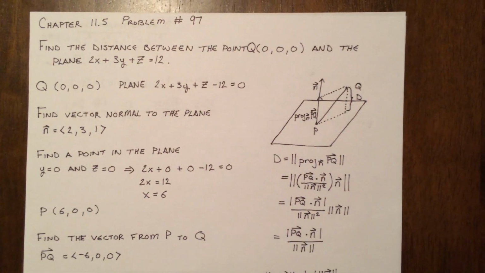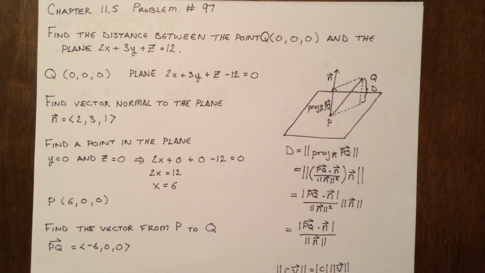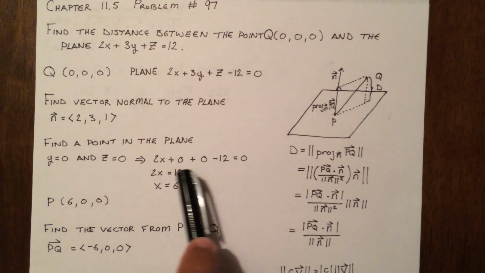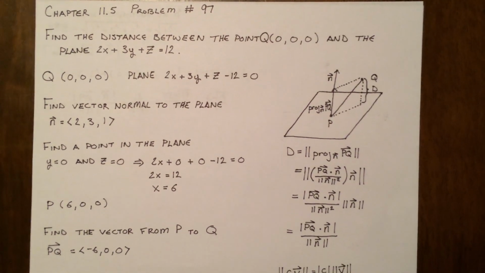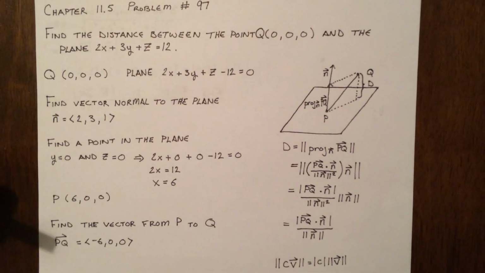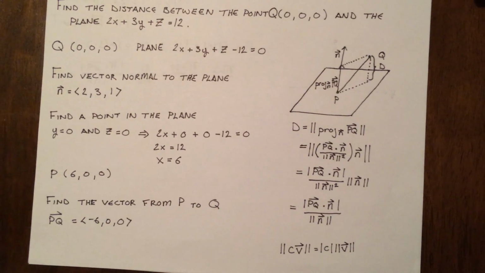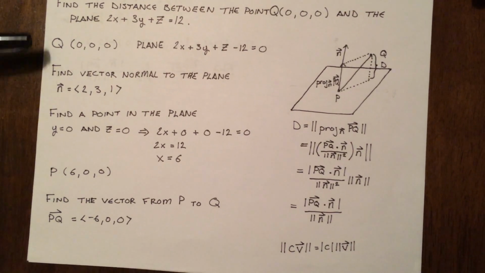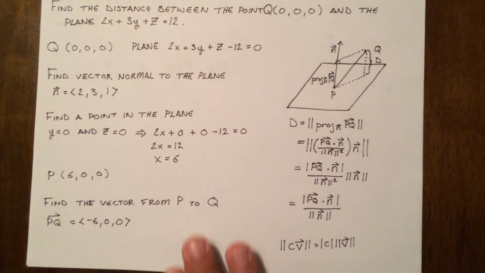Find a point in the plane. To do this, we can easily replace the y and the z value with 0. When we do that, we come up with x equals 6. So a point on our plane, P, is (6, 0, 0). And then we find the vector from P to Q using our points P and Q, and we'll come up with the vector (-6, 0, 0).